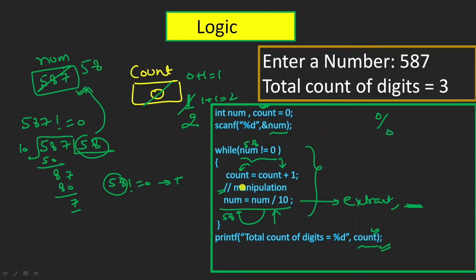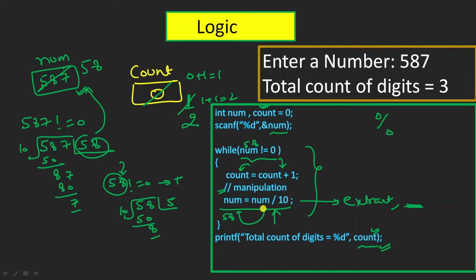So count has been updated. What I have done in this second step is basically counted this 8. Now here what I will do is change this 58 to 5. How? 58 by 10. 10 5s are 50, and you get 8 as the remainder.